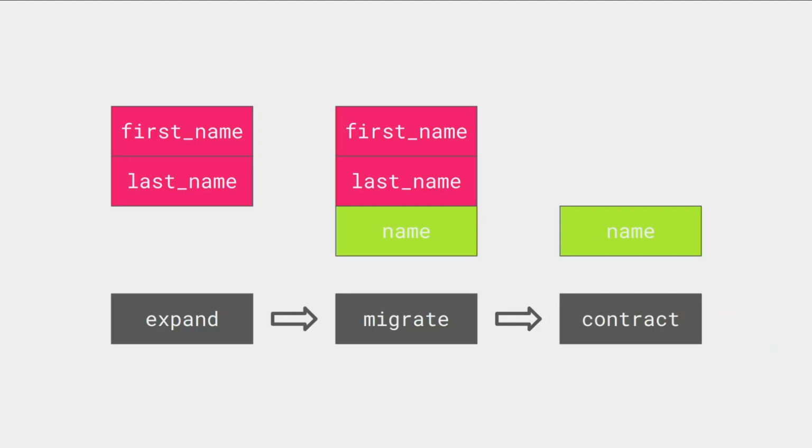So in this case, we'd add our new name column as part of the expand phase. We'd migrate our data, probably at runtime or in Alembic migrations, from the first and last name fields into the name field.